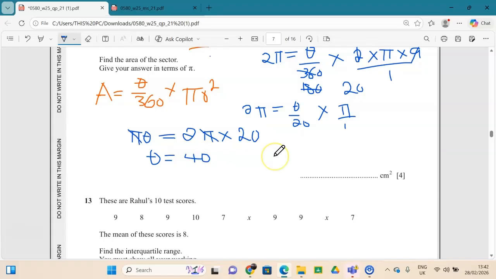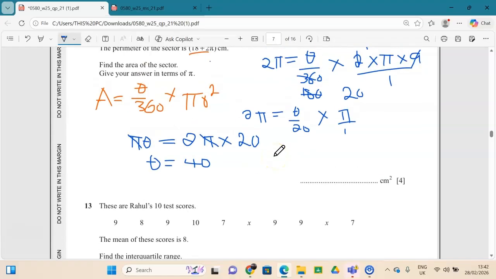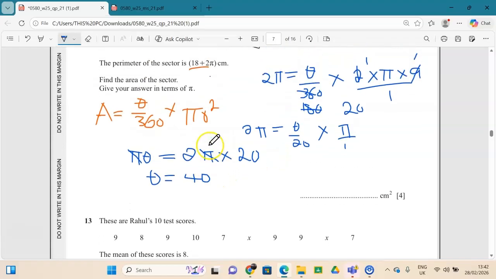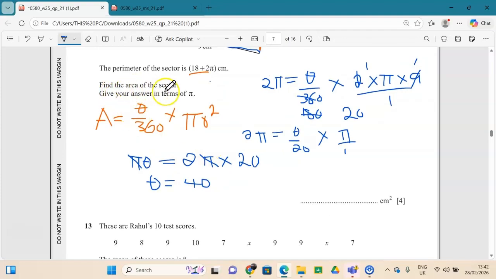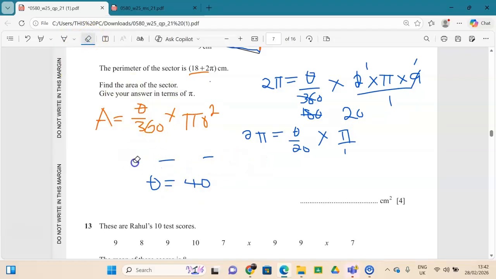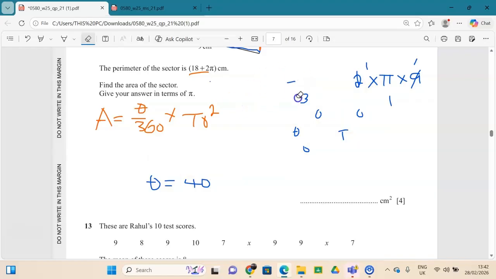But is that what we are looking for? No, we are not looking for theta. We are looking for the area of the sector. So now we know that our theta is 40. Let's clear the board so that we'll be able to solve for the area. Now we're able to solve for the area. So let's quickly do that.